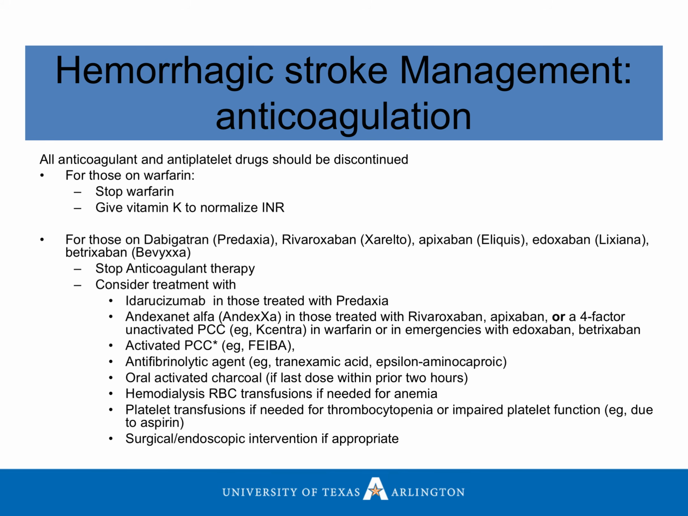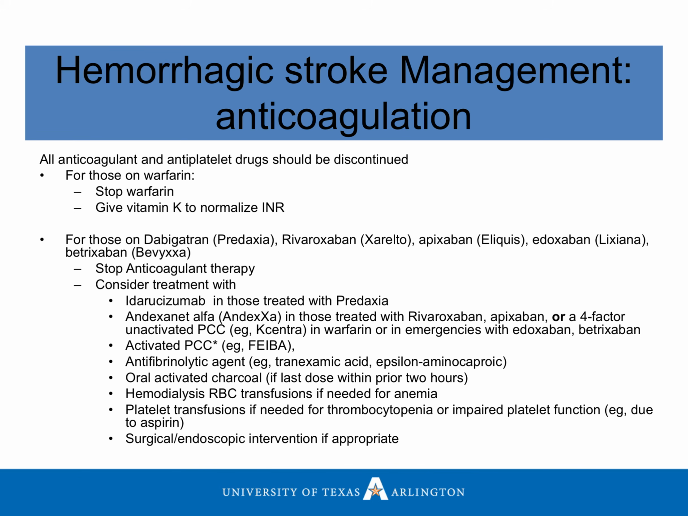And then andexanet alfa is approved for the rivaroxaban and the apixaban. We'll talk about those here in a little bit as well. But these are the options. Now, some of these towards the bottom are kind of off-label, off FDA approval, but they're things that may be used, especially if these people are on these medications for another reason, especially betrixaban. Maybe they started it for DVT and now they have a hemorrhagic stroke and nothing yet has been approved.